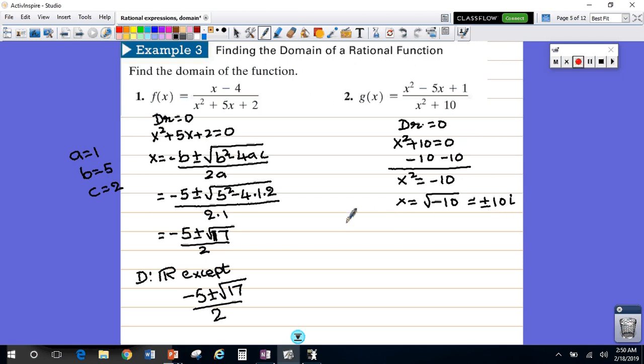So can I say that the domain is all real values? Because we got imaginary values here, right? When x equals positive and negative square root of 10 times i, this function cannot be defined, right? But so what is the domain then? The domain is the set of all real numbers. Got it? Okay.